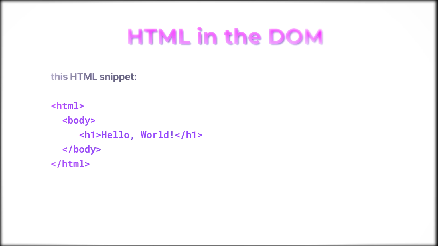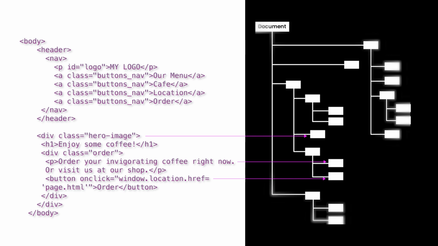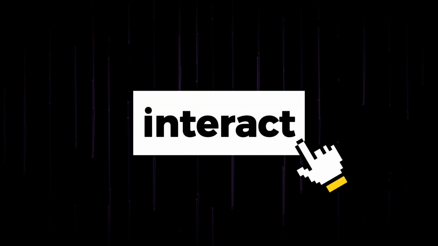So this snippet would look something like this in the DOM. So every part in HTML documents, tags, attributes, and texts are represented by nodes in the DOM. The DOM allows developers to interact with the web page using JavaScript.